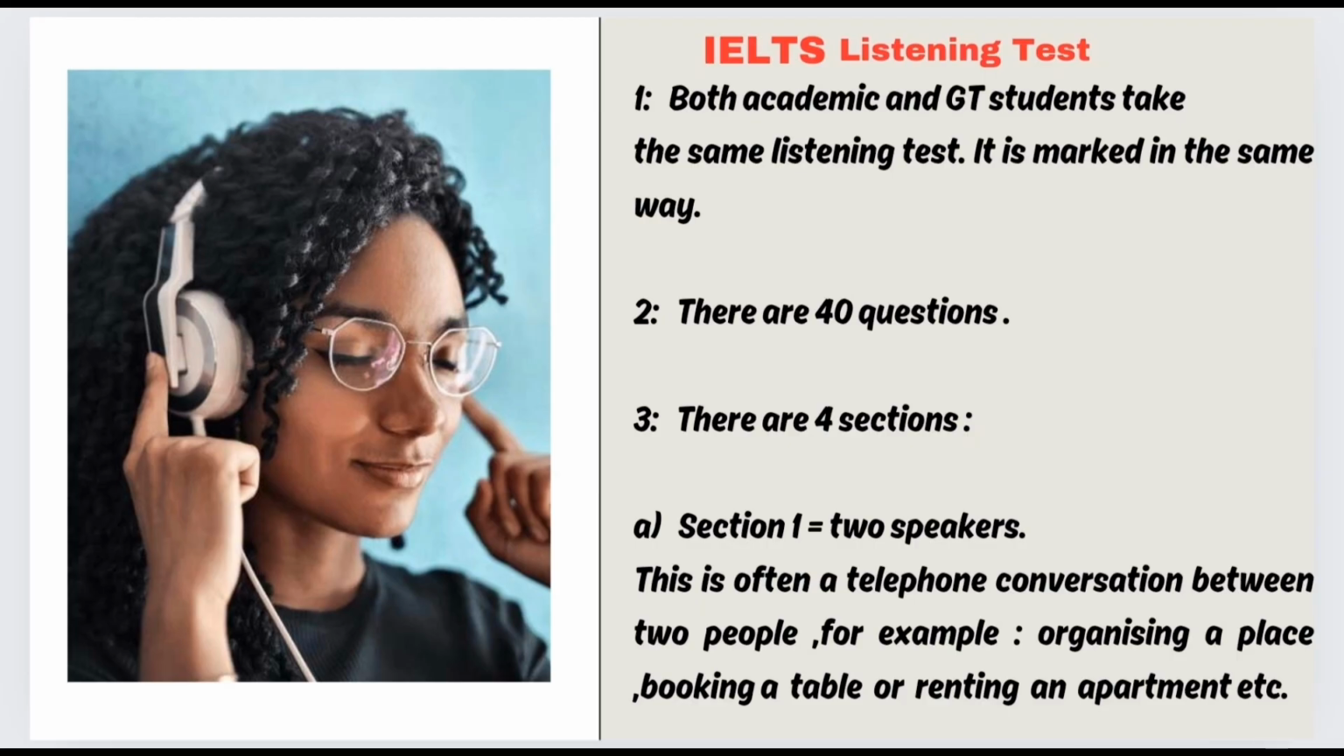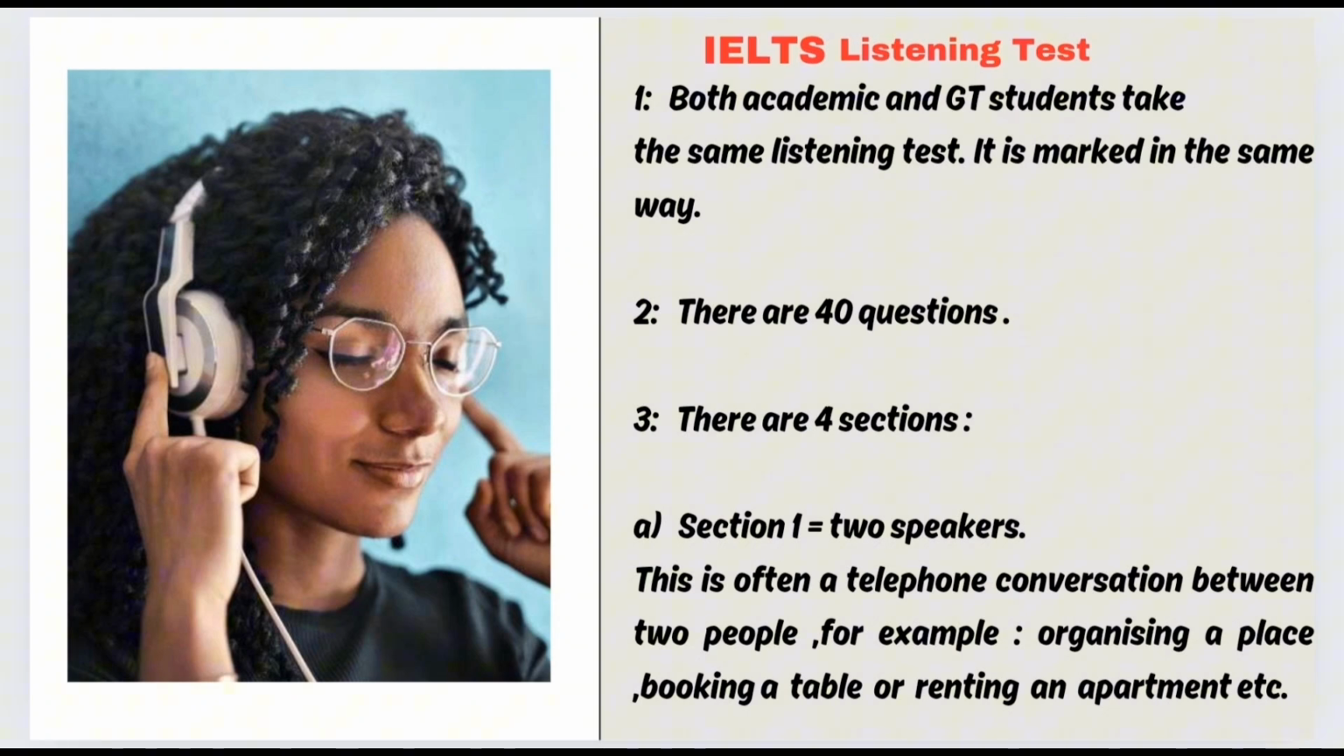So, the IELTS listening test is the same for all the students, whether you are taking academic IELTS or general training IELTS. You all take the same test, the same questions, the same format and the same scoring. There are 40 questions in total and there are 4 sections. The first 2 sections are the easiest and the context is a social situation, an everyday situation. And the last 2 sections are more difficult and they are academic in content.